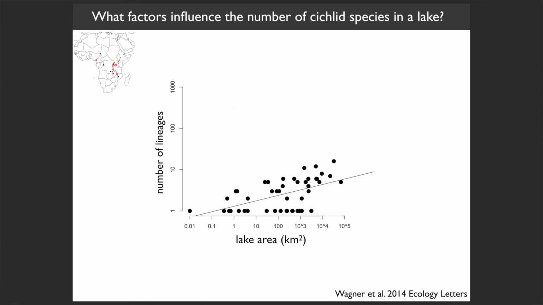If we plot the number of lineages we find in a lake, so this is the number of species essentially as a function of lake area, and this is not accounting for the effects of evolution. So this is cutting out all the species that have evolved in place. We see that there's a positive relationship here. So we get more species in the lake simply the bigger the lake is. More species colonize into it.